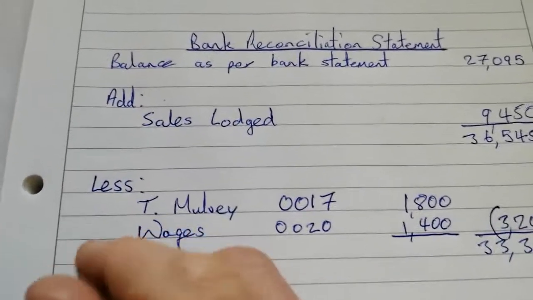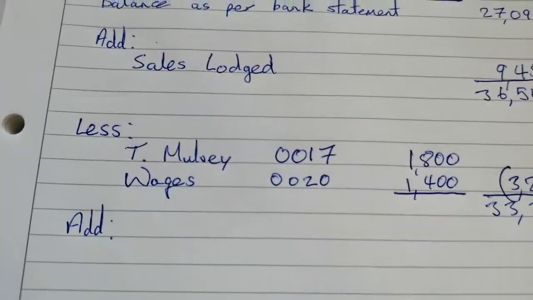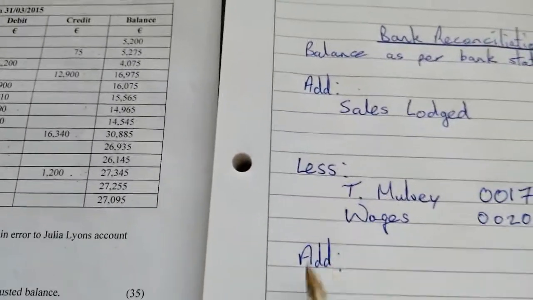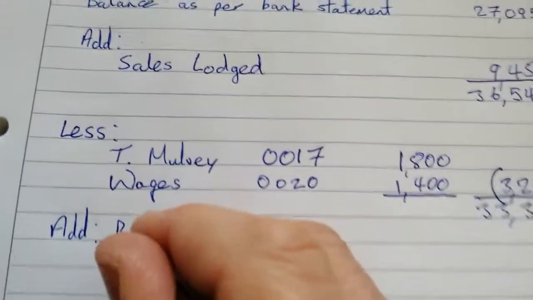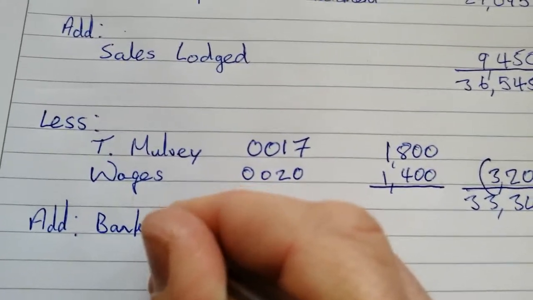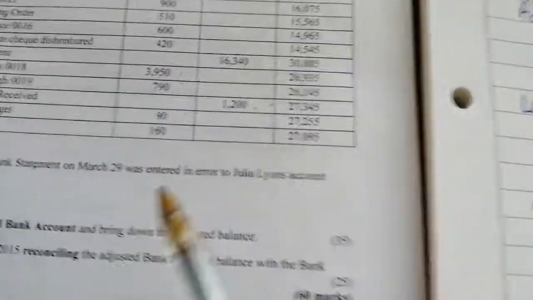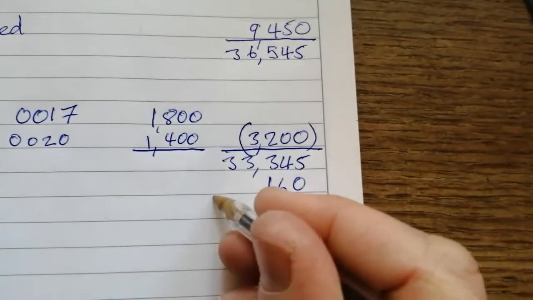So we put in, again, it's going to be add, because we're going to be increasing. Now, it could be less if they had put it in here. So there's always going to be an add or less and another third thing, which is either going to be add or less. We'll call it bank error. And you don't have to describe what the error was or anything like that. Just the amount, 160 in here.